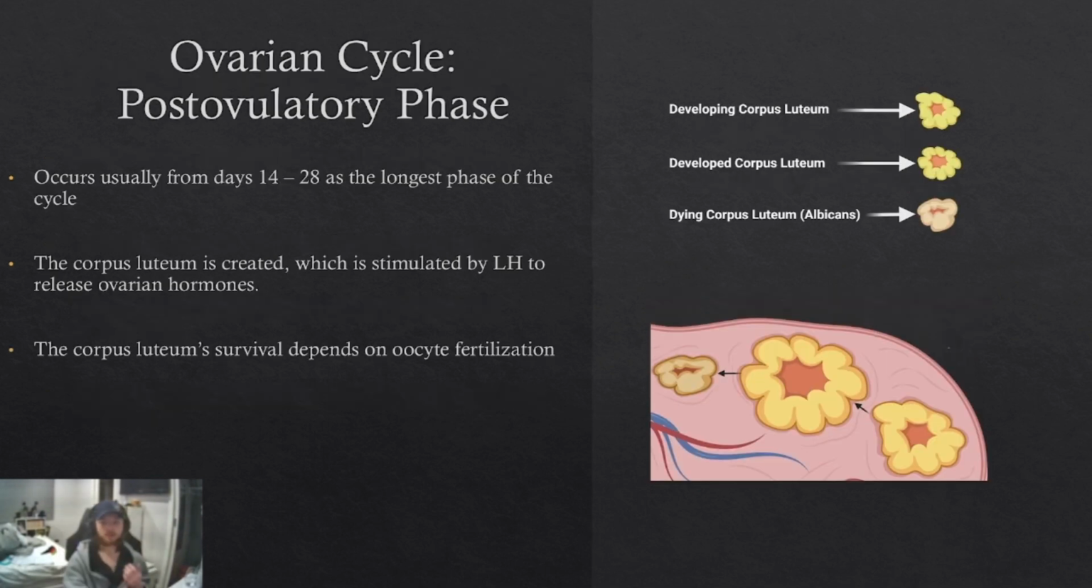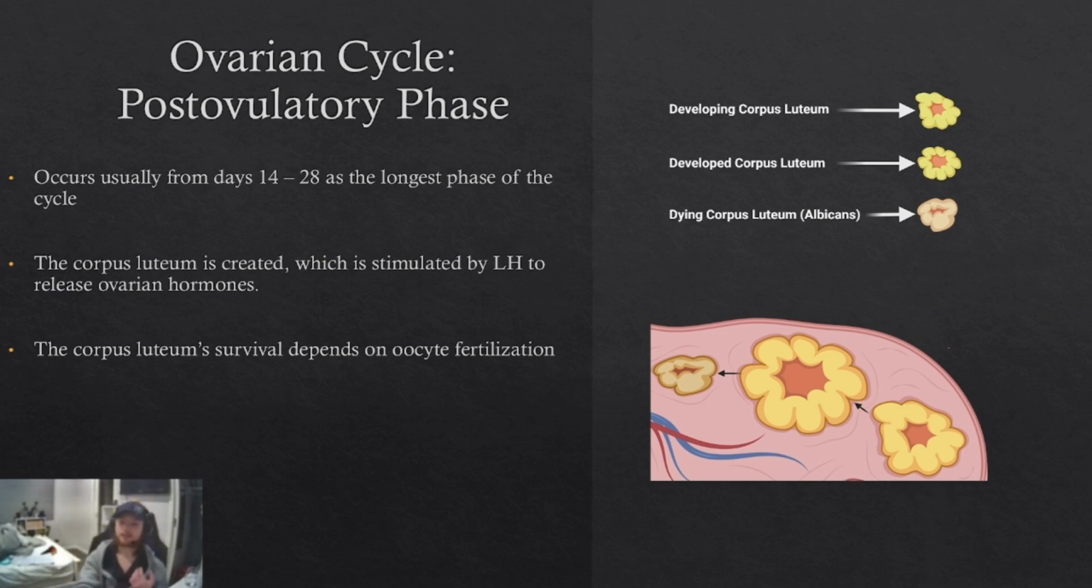hormone levels peak. Finally, the post-ovulatory phase is the period that occurs after ovulation and before the next menstruation for non-impregnated women. This is generally the longest phase of the cycle, usually lasting from days 14 to 28. Immediately following ovulation, the remaining elements of the follicle collapse and some of the cells differentiate and alter their functions because of the luteinizing hormone. This creates a new structure known as the corpus luteum, which through its stimulation by luteinizing hormone releases other ovarian hormones such as estrogen, progesterone, relaxin, and inhibin.